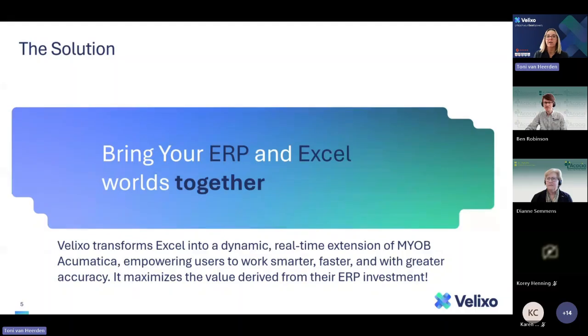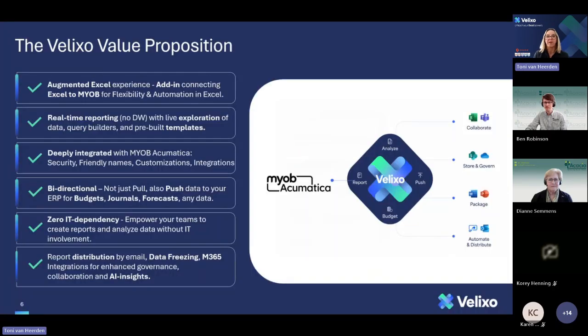So our goal is to bring your Excel and your ERP, which is MYOB Acumatica, worlds closer together and mean that you can work in Excel, but much smarter and faster. So just a couple of points I'll talk to here. We want to get into the product and spend as much time as we can showing you all the features. We are an Excel add-in. There's no data warehouse with Velixo. So this is one way where there's no sync process that you need to think about.